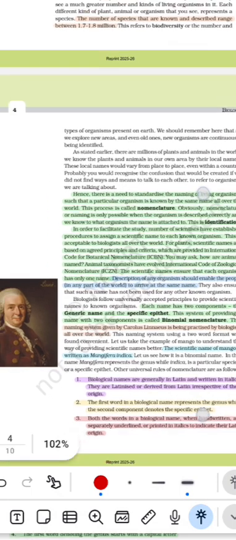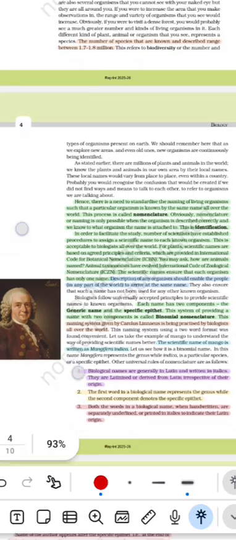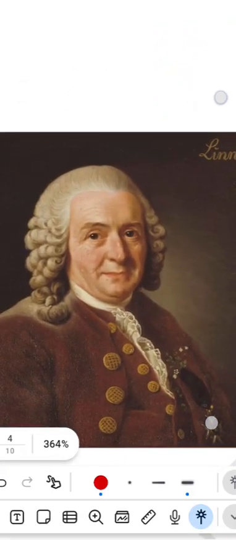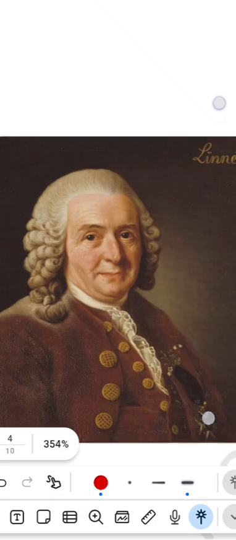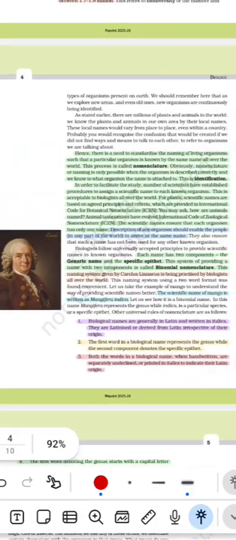So, who is Carolus Linnaeus? Please remember this person. This is Carolus Linnaeus, who invented binomial nomenclature and wrote a book, Systema Naturae. We will read it later while studying taxonomy.